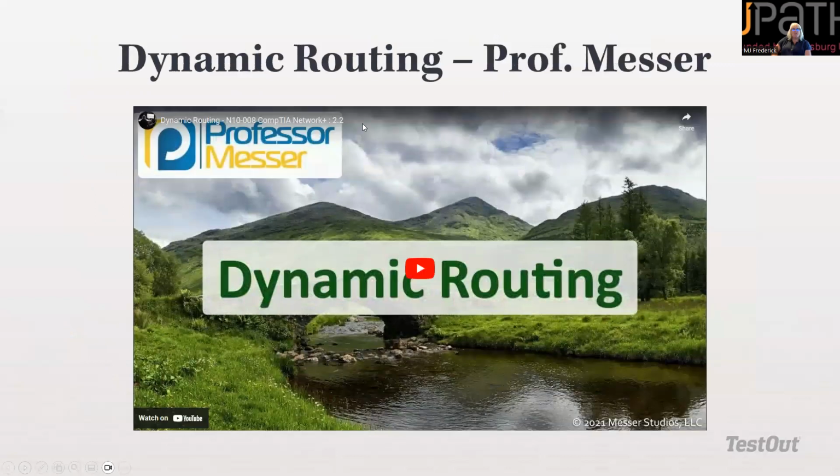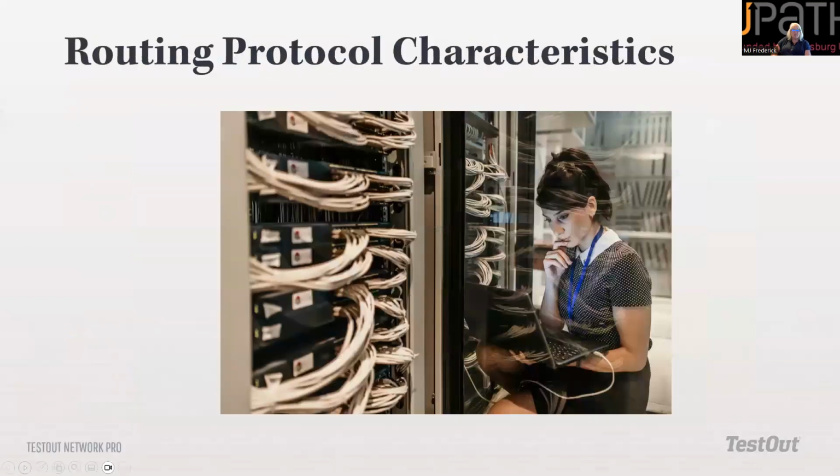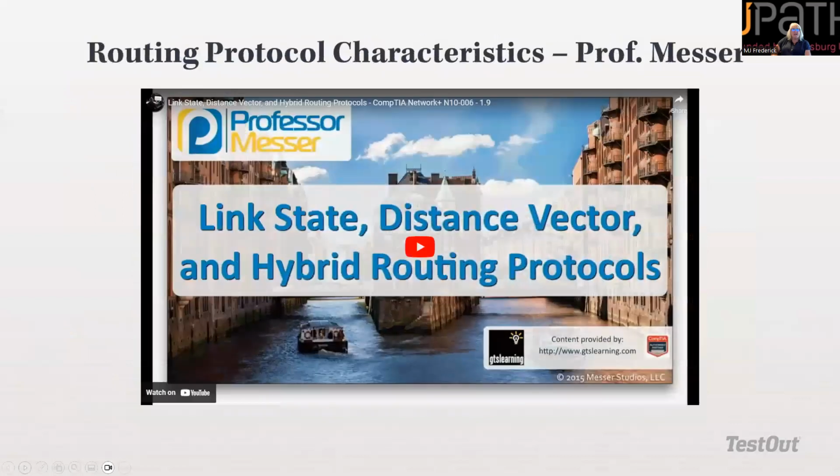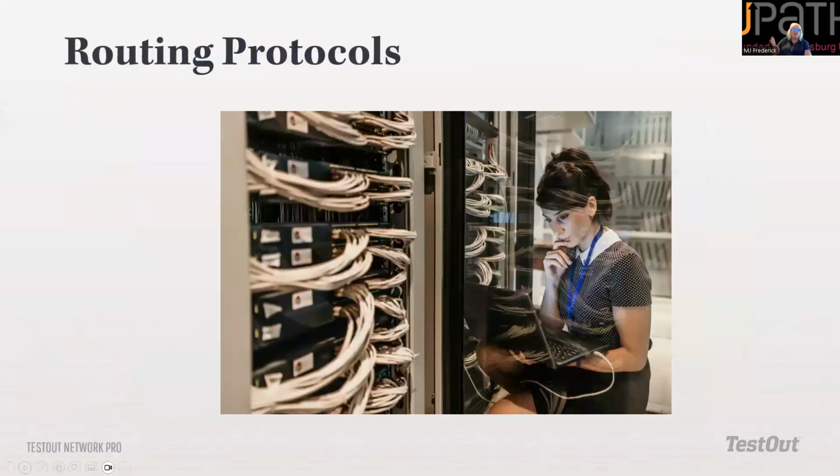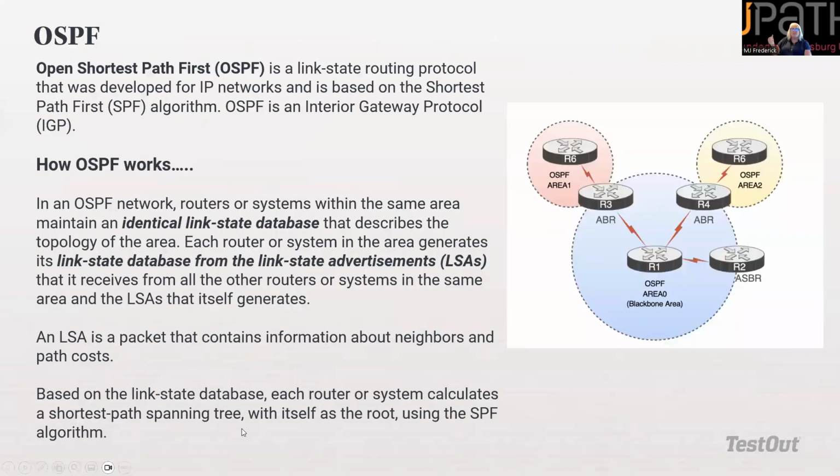Now, Professor Messer goes over what's called dynamic routing, which, as you know, is going to be more robust. You really want to go back and look at this so you understand what that is. And then I have a video about routing protocol characteristics. We've got link state, distance vector, and hybrid routing. So please go back and look at those because I don't want to spend a lot of time just blabbing about it. But I'm going to go over some of these things to help you understand the different ways we route.